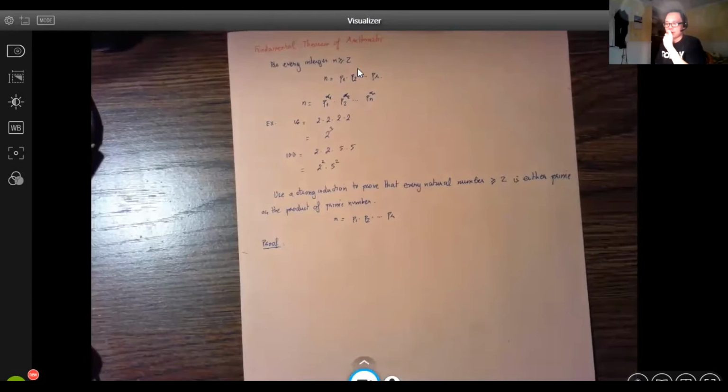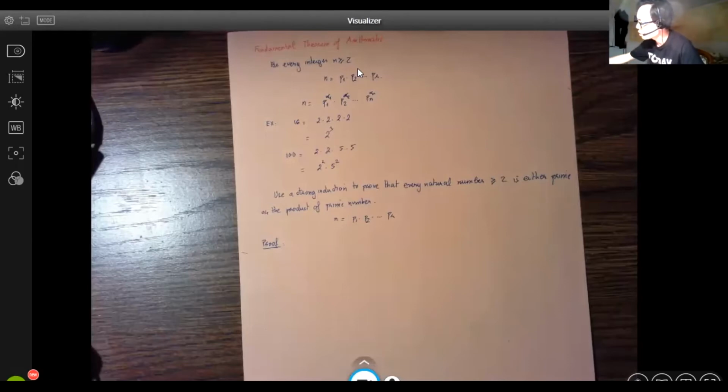PM is true, and if PI is also true for all I between M and K, that implies PK plus 1 is true. Then PM plus 1, PM plus 2, PM plus 3, PM plus 4 is also true. So that is one version, one way of writing a strong induction.